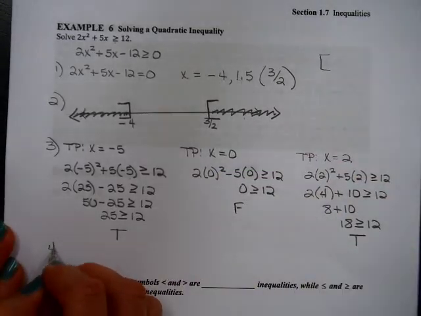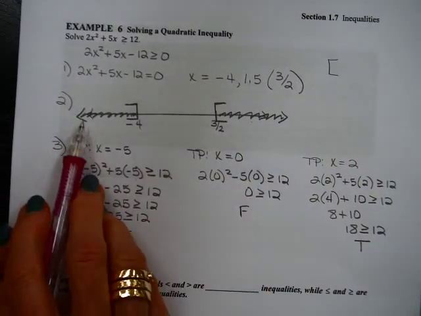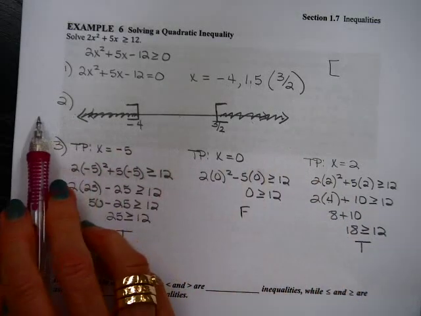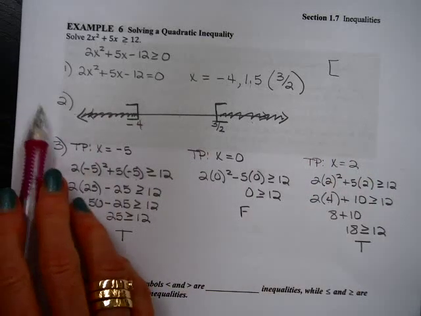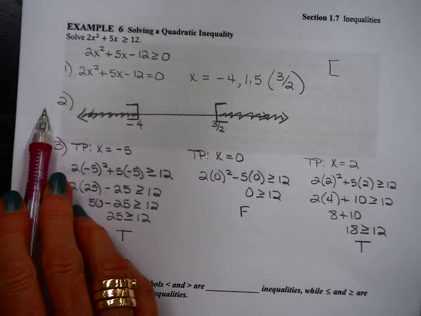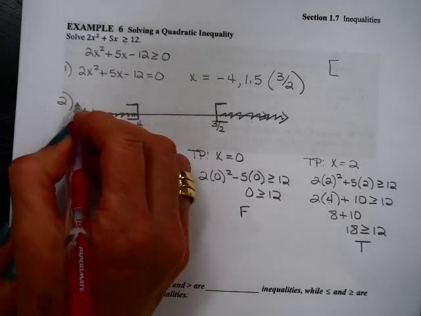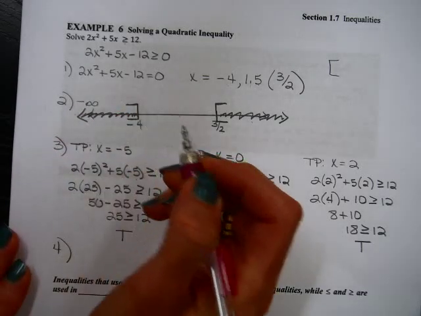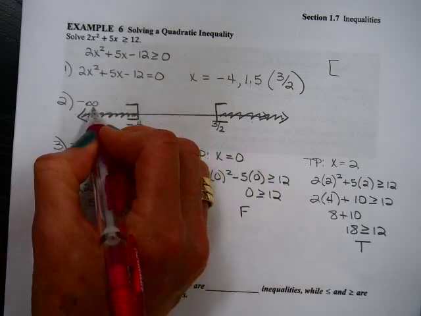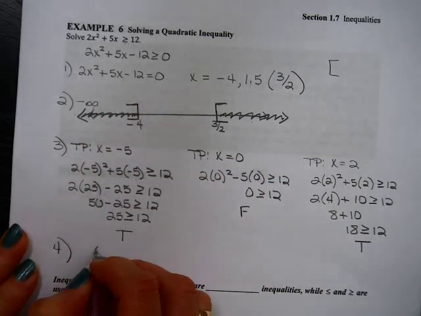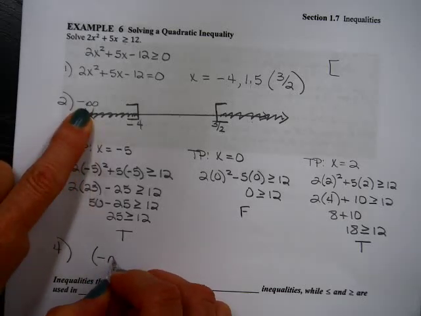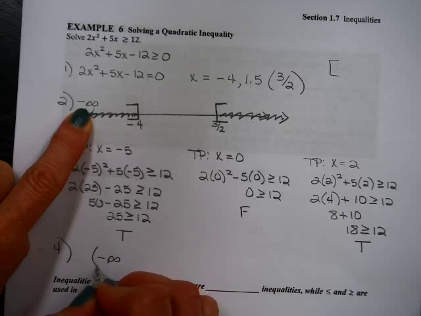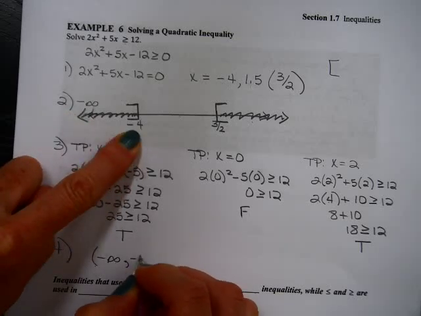Now we need to write interval notation. Remember, in interval notation, it goes from one endpoint to the other endpoint, left to right. So starting down here, do we have an endpoint? The answer is no. So our symbol that we use is the symbol for negative infinity. There is no endpoint, so you always put a parentheses with an infinity symbol. So parentheses, negative infinity, comma. The next endpoint is negative 4.